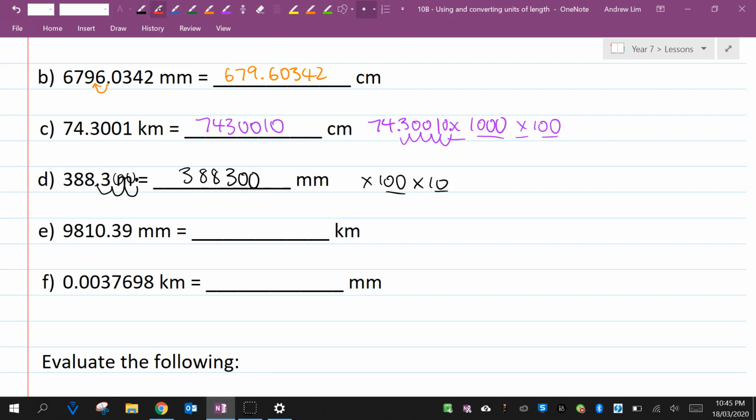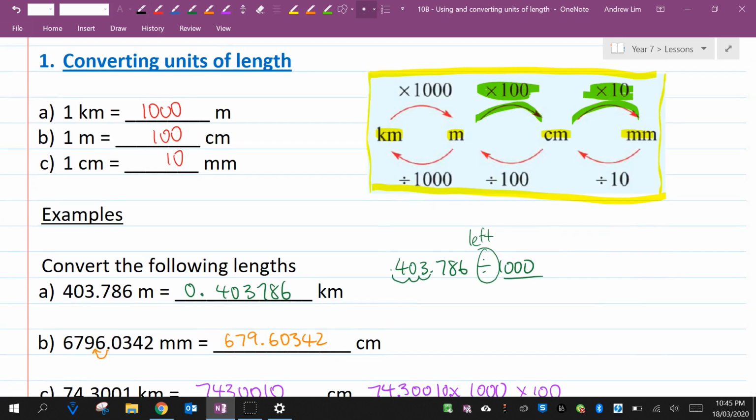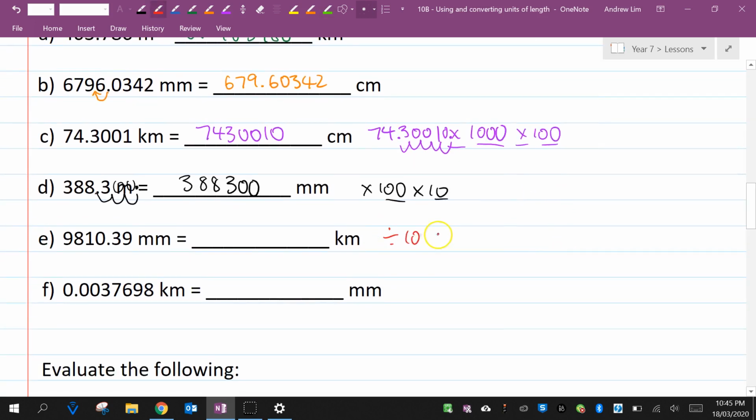Question E, from millimeters to kilometers. Millimeters to kilometers, we need to divide by all of them, by 10, 100, and 1,000. So divide by 10, 100, and 1000. Which means we need to move the decimal to the left once, 2 times, 3 times, 4, 5, 6 times in total. 1, 2, 3, 4, 5, and 6. Empty spots 0. So that is equivalent to 0.00981039 kilometers.